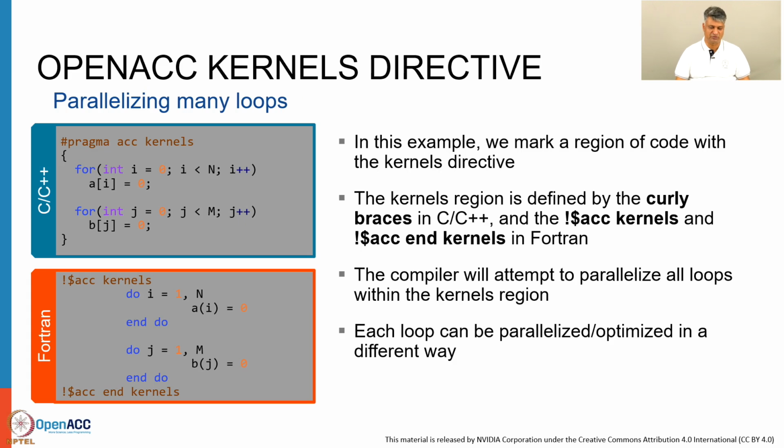If there are many loops, in this example, we can mark an entire region of code with the kernels directive. The kernels region is defined by curly braces in C++ and by !$acc kernels and !$acc end kernels in Fortran. So you have to mark both the beginning and end of the kernels region. The compiler in this case will now attempt to parallelize all the loops within the kernels region. Each loop can be parallelized and optimized in a different way by the compiler. The choice is up to the compiler.